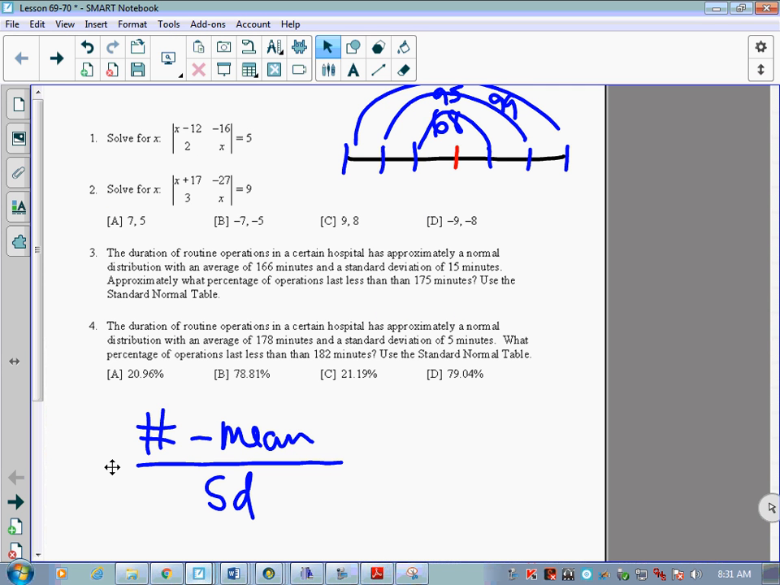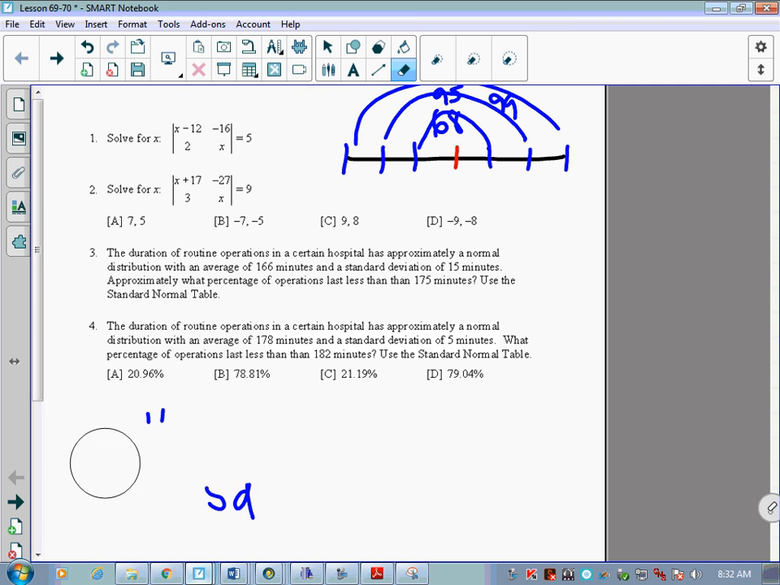Okay. So let's look at question number 3. It says the duration of routine operations in a certain hospital has approximately a normal distribution with an average of 166 minutes, a standard deviation of 15 minutes. Approximately what percentage of operations last less than 175 minutes? Use the standard normal table.